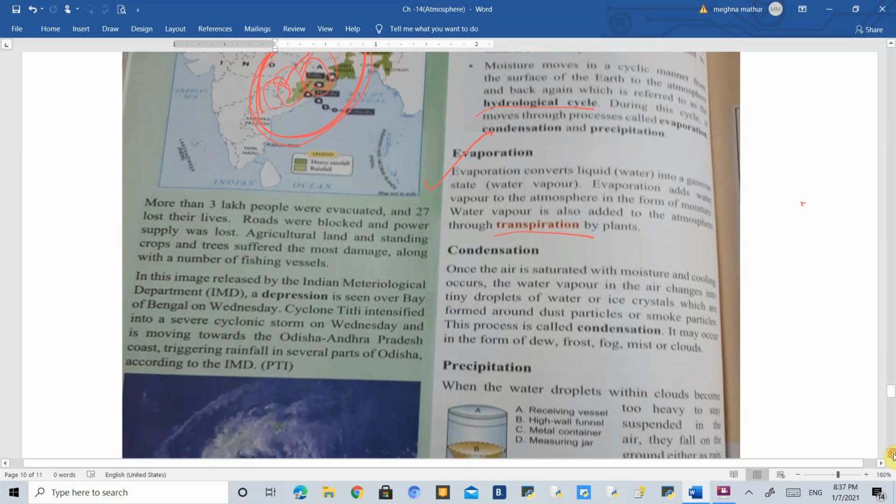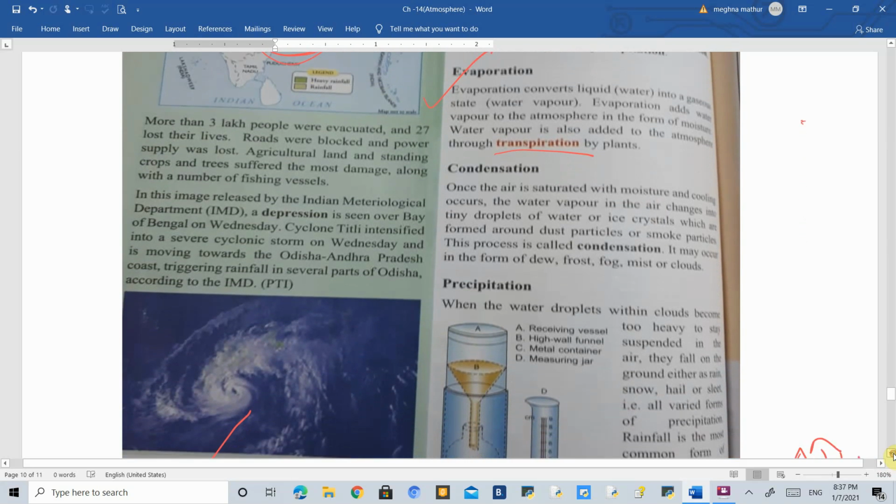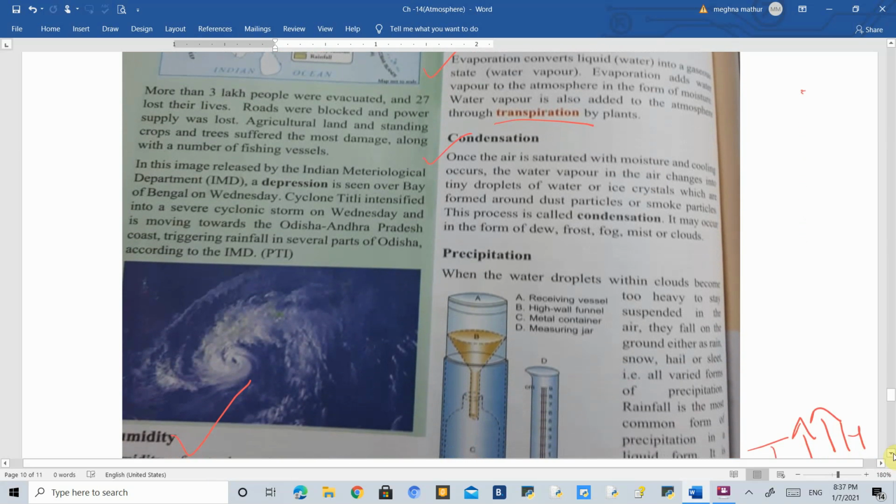After the water has been converted into water vapor by evaporation, condensation happens. It means when the air is saturated. By the word saturated, we mean that it has been fully filled with moisture. Then it will turn into crystals or tiny droplets of water. Okay. And it occurs in different forms, which have been given here: dew, frost, fog, mist or clouds. Clouds are the most common feature. We all know how clouds are formed.